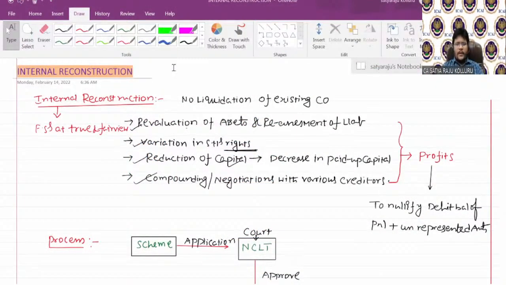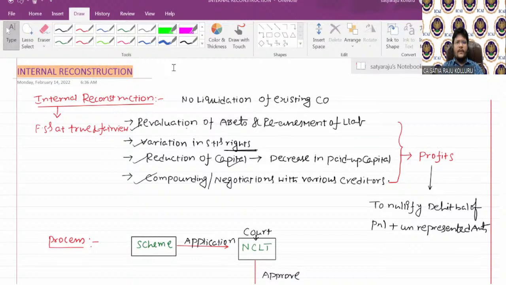We are in the chapter Internal Reconstruction. A quick recap of what we discussed in yesterday's class. If the existing company is suffering from continuous losses, then the existing financials may not depict the true and fair view. So that's why we can go for either internal reconstruction or external reconstruction.